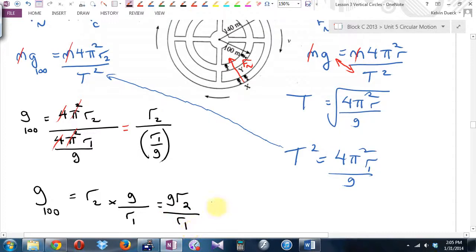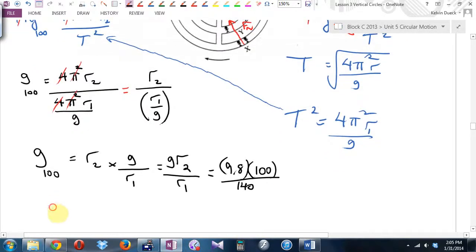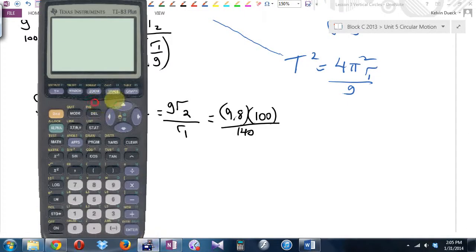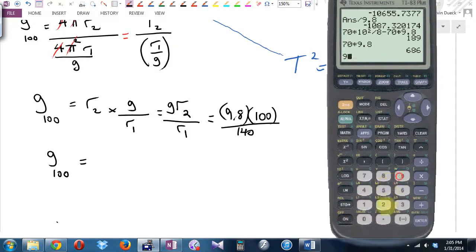It's going to be 9.8, the second radius is 100, the first radius was 140. What will the fake gravitational field strength, the artificial gravity, feel like at 100 meters? Now I'm going to go to my calculator. I think this might even work out evenly. Holy smokes, yeah. They'll feel an acceleration of 7 meters per second squared.